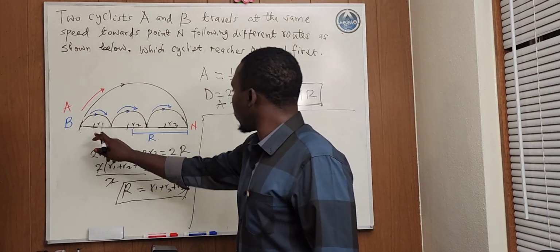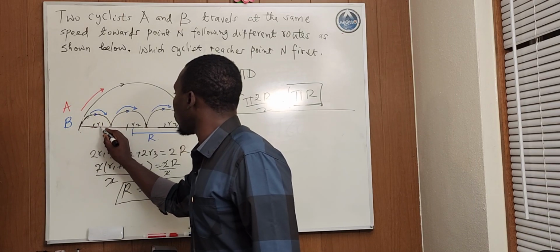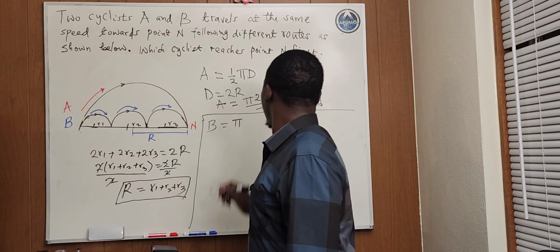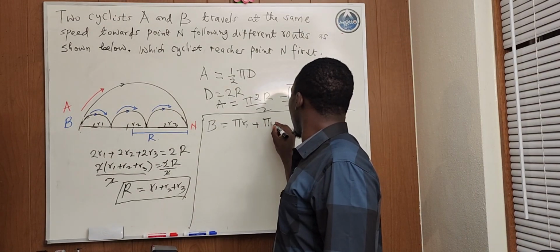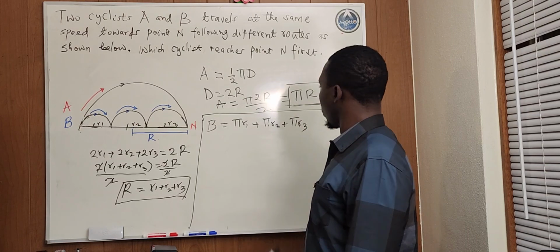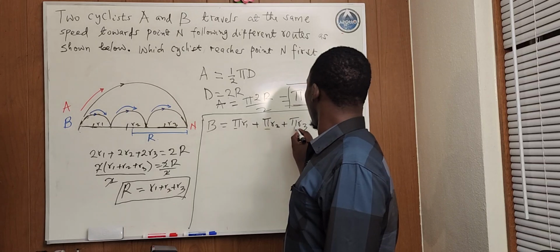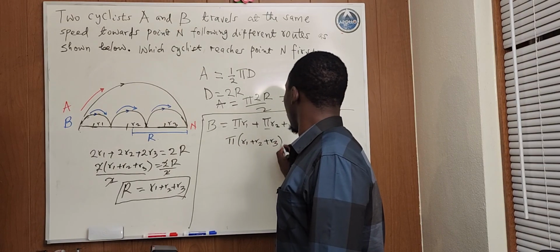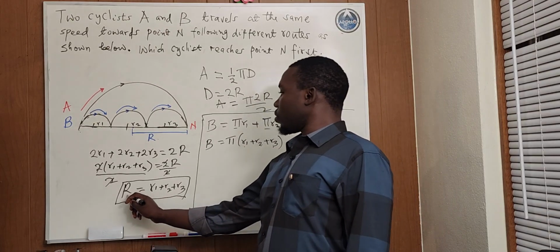So for cyclist B, following this route, let's start by getting the distance for the small semicircles. For B the distance will be equal to pi r1 from here to here, plus pi r2, the second semicircle, plus pi r3. So if we add these, we can see that pi is common here. We can factor out pi into r1 plus r2 plus r3. But we know r1 plus r2 plus r3 is equivalent to r, as we found here.